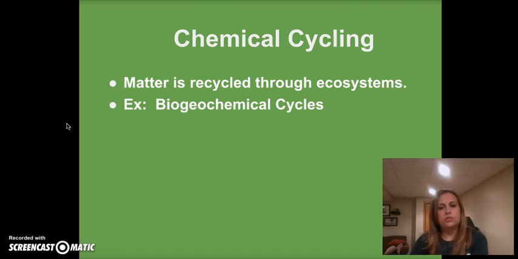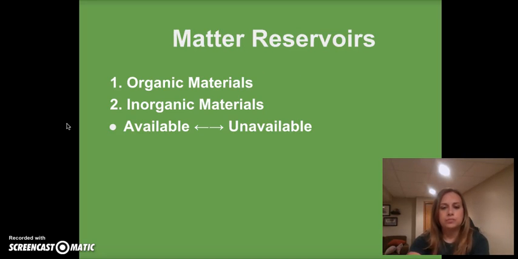Okay, so we've talked a lot about energy and how energy moves through an ecosystem with the food chains and the food webs and how much energy goes from one trophic level to the next. But we also need to talk about chemicals and how they move through an ecosystem. And so chemicals will actually cycle, all right? And so matter is recycled through ecosystems, whereas energy only moves in one direction. And so we have talked about biogeochemical cycles in probably every year of science that you guys have had. And so we're going to go over that pretty quickly today.